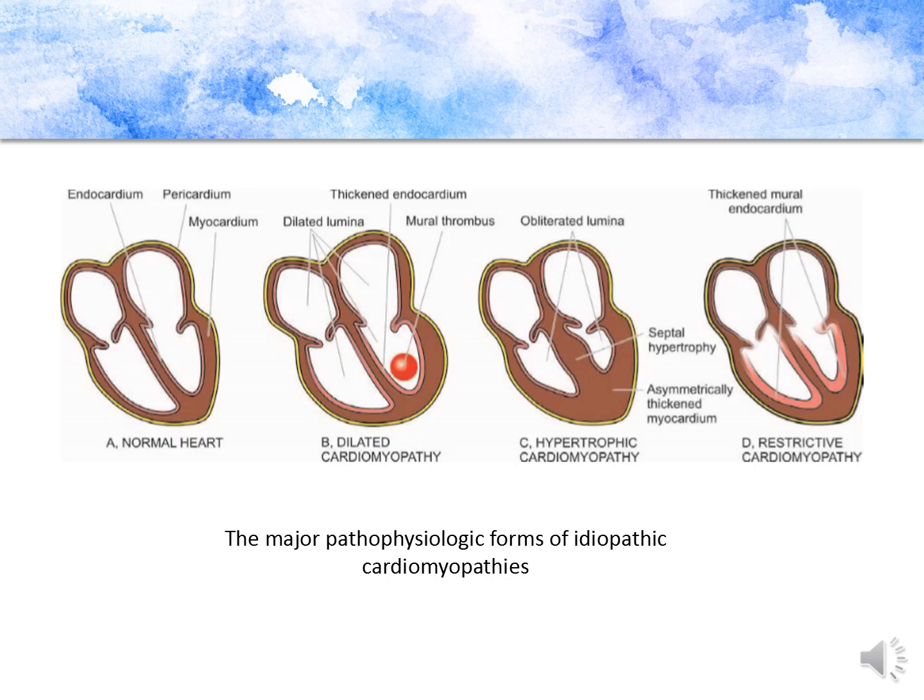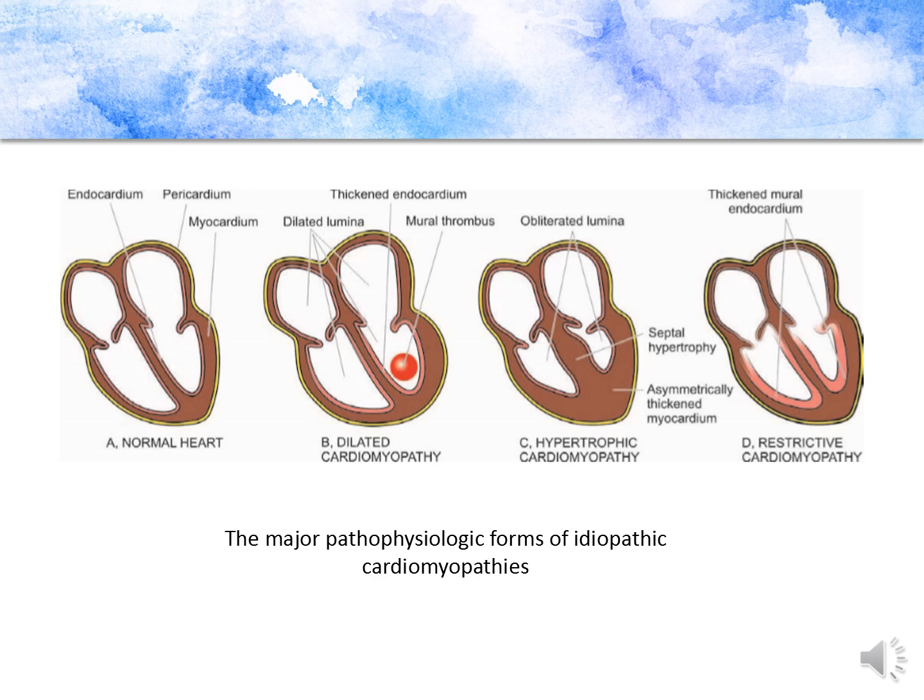So here in this picture, we may compare major pathophysiological forms of idiopathic cardiomyopathies. Idiopathic, it means they are primary and we do not know the real cause of such pathology. On the left, you see the normal heart. You see how endocardium, pericardium, and myocardium look like in normal situation, in physiological condition.